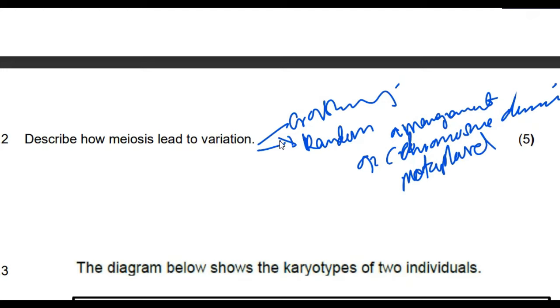Mutation can also be part of meiosis. Why? Because if you talk about Down syndrome, it occurs during the process of what? It occurs in the process of meiosis. But these two, they can help you to get those marks you are looking for.